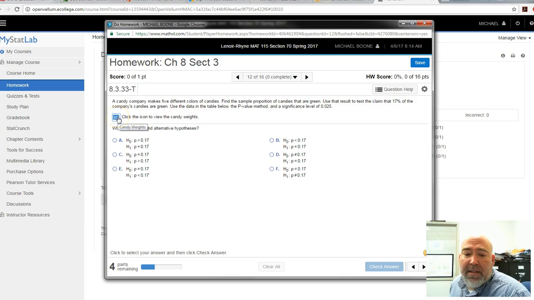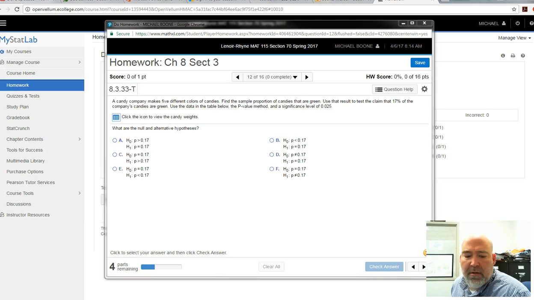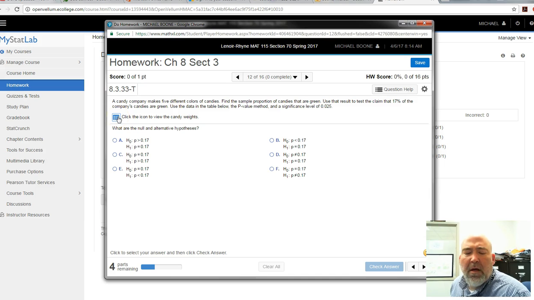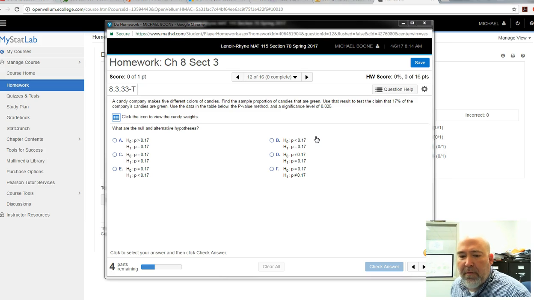So I need to see how many are green. Now, it looks like they're giving me a table of the weights of the candies, and I really don't care about the weights in this particular problem. I care about the number of them that are green. So, waiting for this to pop up. It's going to happen.